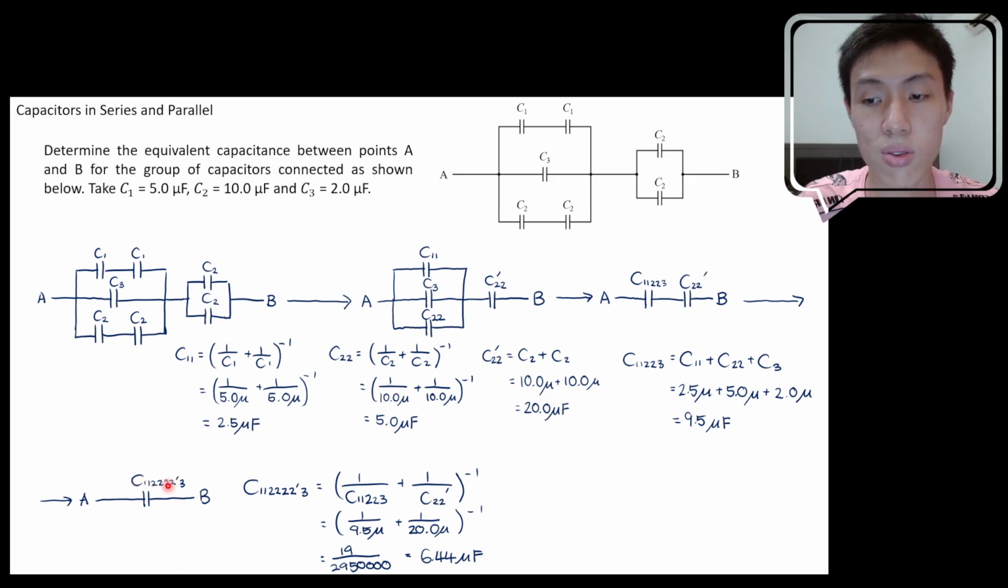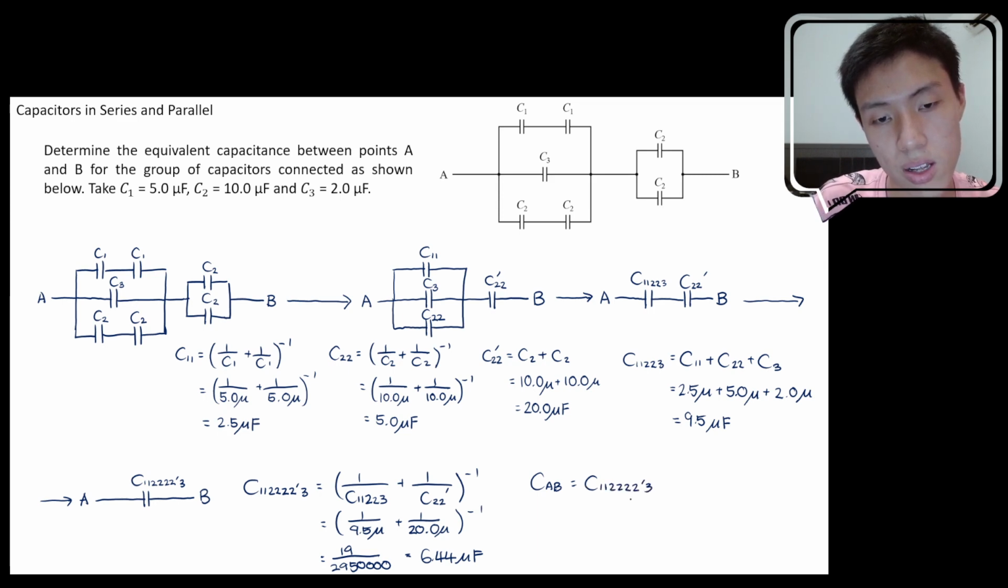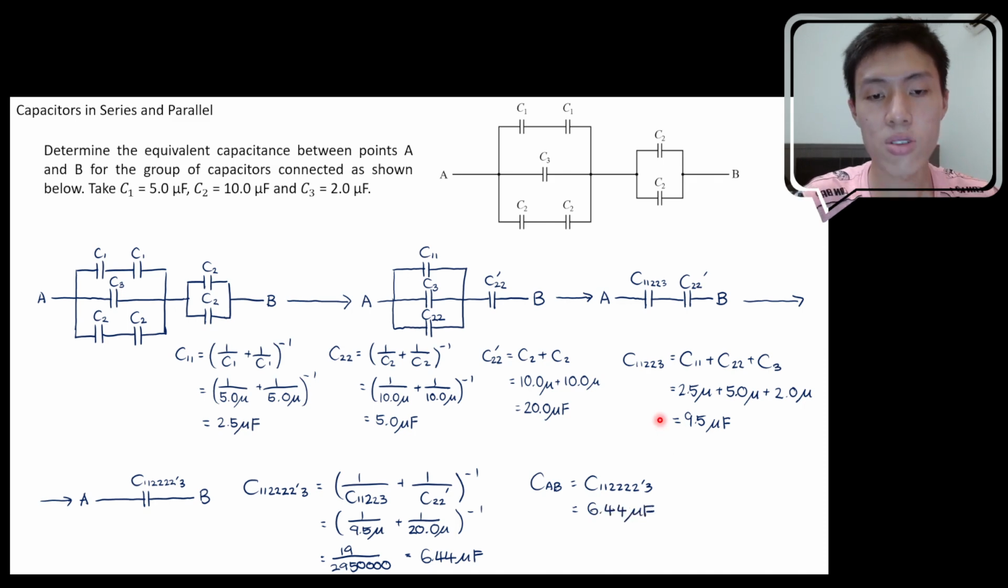Okay, and we know there's only one single capacitor left. So the capacitance of this capacitor will be the equivalent capacitance between point A and B. So we know that C between A and B will be equal to C112222 prime 3. That's why the answer will be 6.44 microfarad. So that is us merging this group of 7 capacitors step by step until we are left with one single capacitance, and from there we determine the equivalent capacitance.